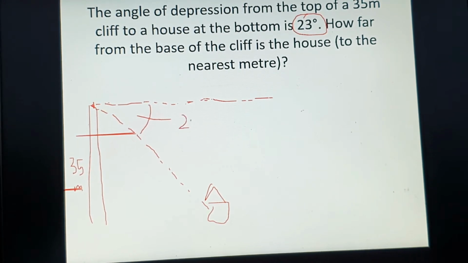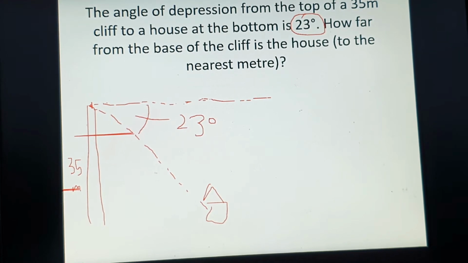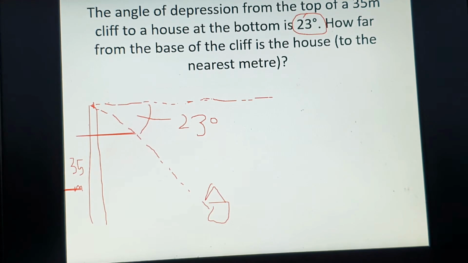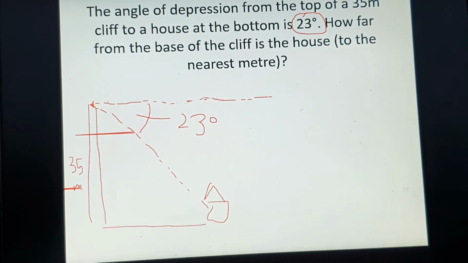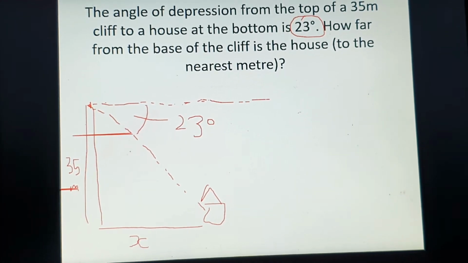Let's hope I can write this in. 23 degrees. Cool. Now what it's asking for is how far from the base of the cliff is the house to the nearest meter. Well, the base of the cliff to the house is going to be this down here. So I'm going to call that X. That's what I'm trying to find.